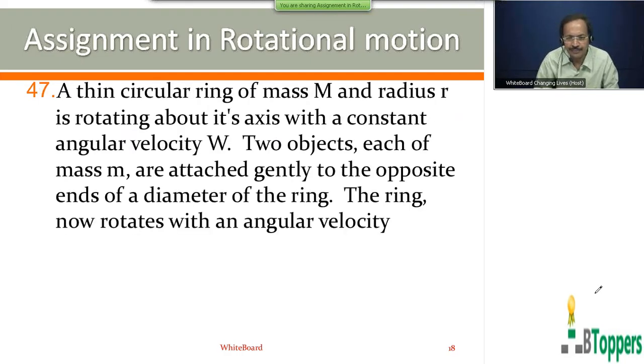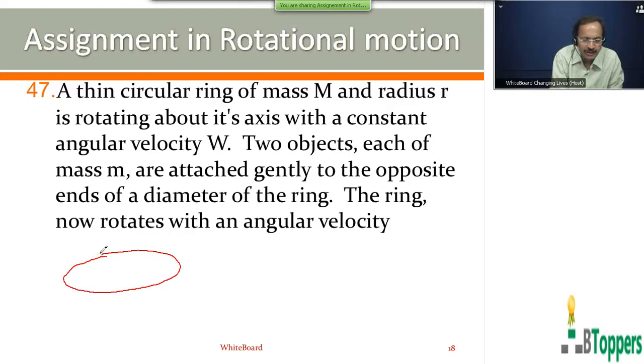A thin circular ring of mass m and radius r is rotating about its axis with a constant angular velocity omega. Two objects, each of mass m, are gently attached to the opposite ends of the diameter of the ring. The ring now rotates with an angular velocity omega dash. We can apply conservation of angular momentum. We consider the ring and the two objects as one system.